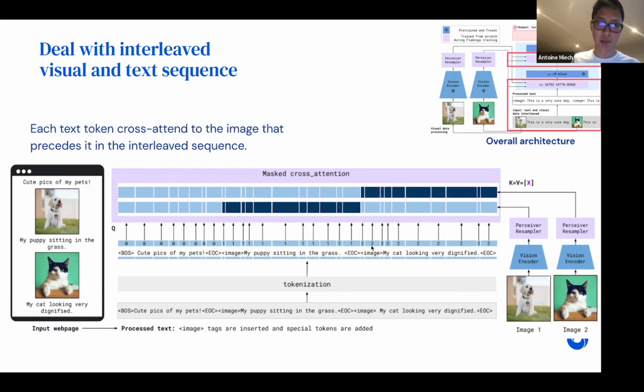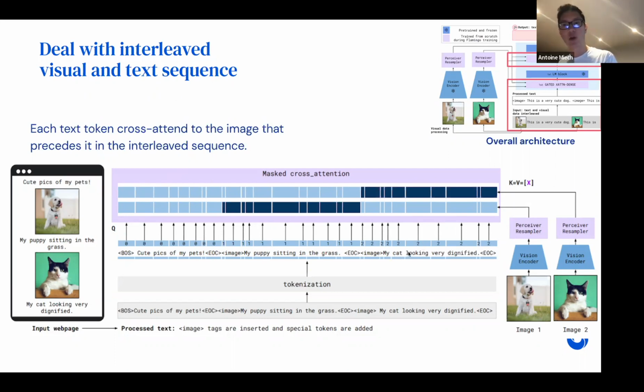The attention pattern is the following. Whenever we have text, like here, cute pics of my pets, you can see that there is no image before that text. For the second text, my puppy sitting on the grass, the previous image is this image of a dog. So the attention pattern is that each text token is only allowed to cross attend to the previous image. For instance, with my puppy sitting on the grass, this text token will only be able to cross attend to the previous picture of a dog.